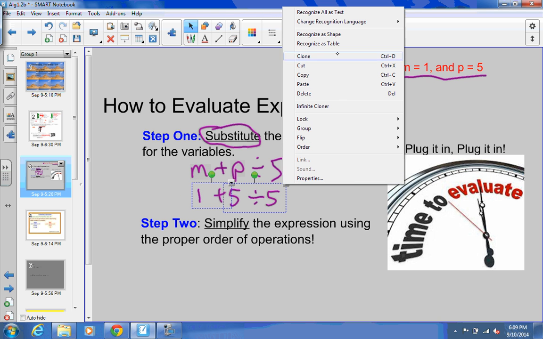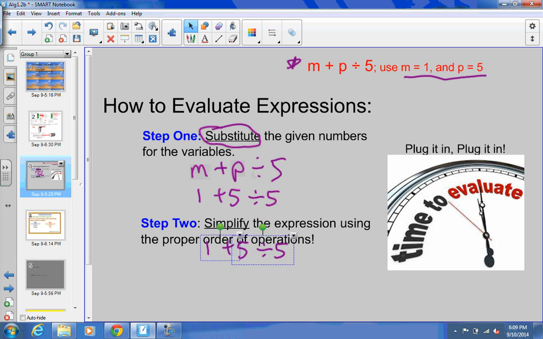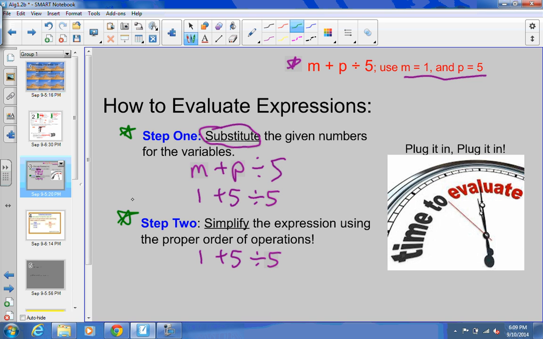All right, so I am going to clone this and bring it down here, because what we're going to do now is simplify it. That's the second step. Step one was to substitute, and step two is to simplify. So simplify the expression using the proper order of operations. And if you want to write it over here, I'll write it: P for parentheses, E for exponents, M and D for multiplication and division, and then A and S for addition and subtraction. Those are both from left to right.